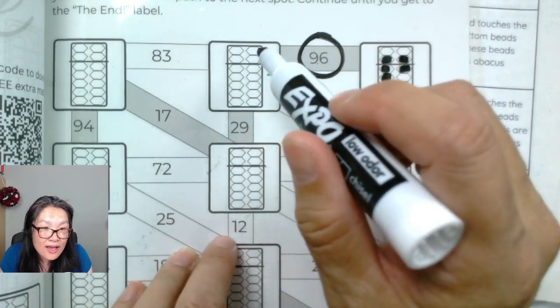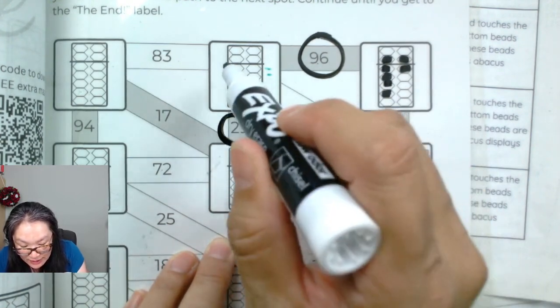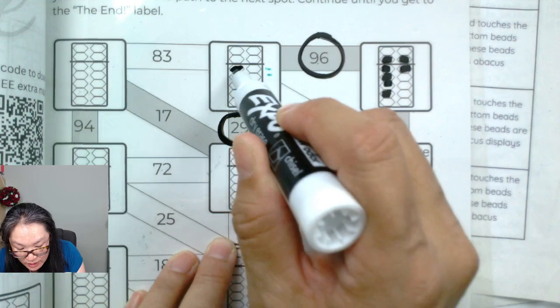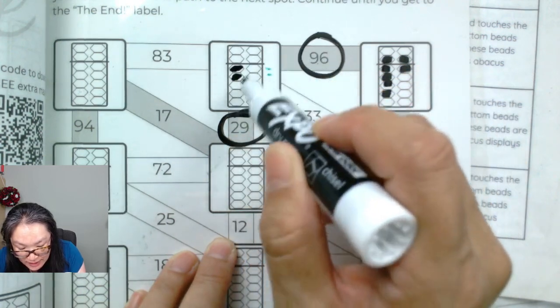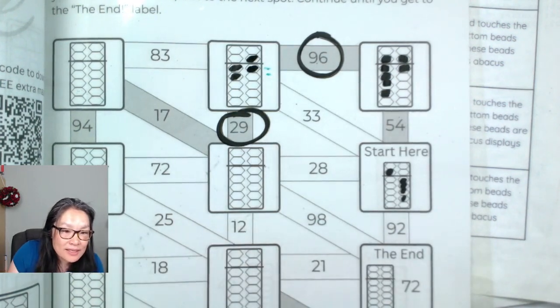And then, thank you for the heart, Audrey. And then I have 29. So I need to make 29. To make 29 is 1, 2, right? That's the 20. And then 6, and 5 and then 6. Yeah? It does make sense.